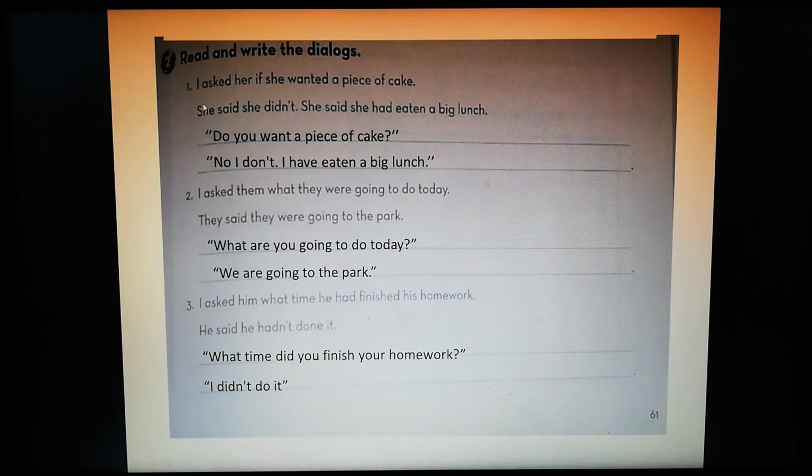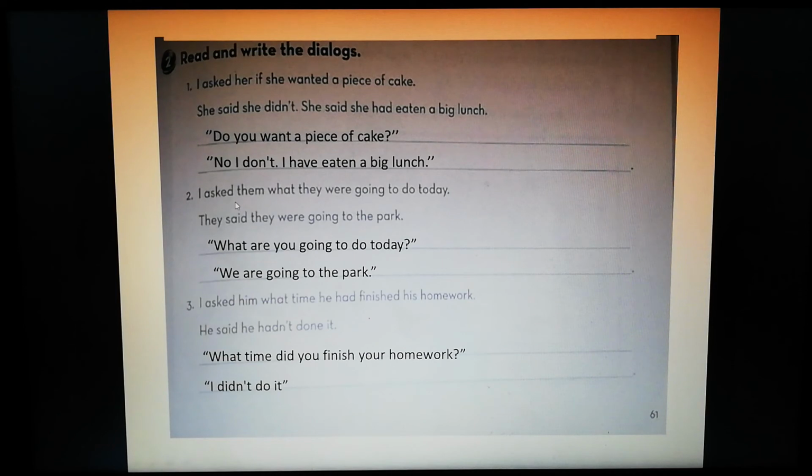Number 1. I asked her if she wanted a piece of cake. Do you want a piece of cake? She said she didn't. She said she had eaten a big lunch. No, I don't. I have eaten a big lunch. Please don't forget to put the quotation marks here when you want to write a direct question.